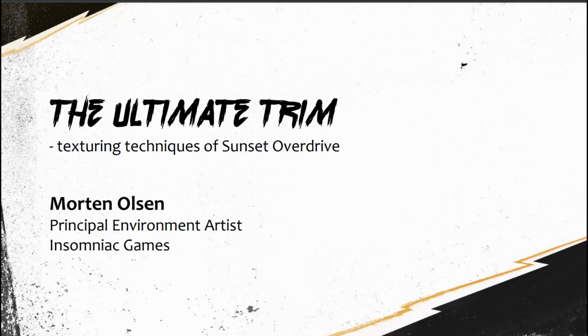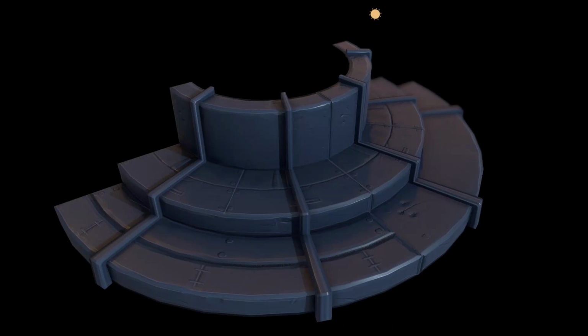So there is this really popular trim sheet technique that's from Sunset Overdrive. They did a GDC talk called The Ultimate Trim by Martin Olson, and it's something that a lot of people try to replicate. And the key element here is that they use 45-degree angle bevels in their trim sheets. And when you add those two together, 45, 45, you get these really nice 90-degree smooth edges on the edges of your mesh.